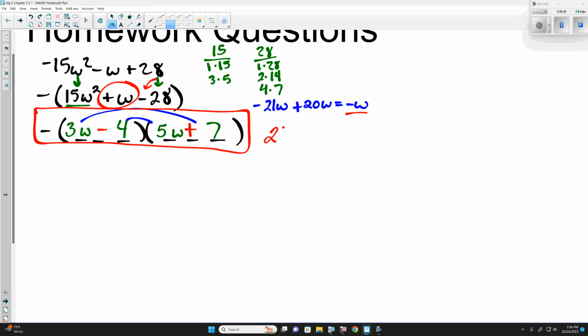If we check it again with the new signs, 3w times 7 would be positive 21w minus 20w, giving us a positive 1w, and we have this here.